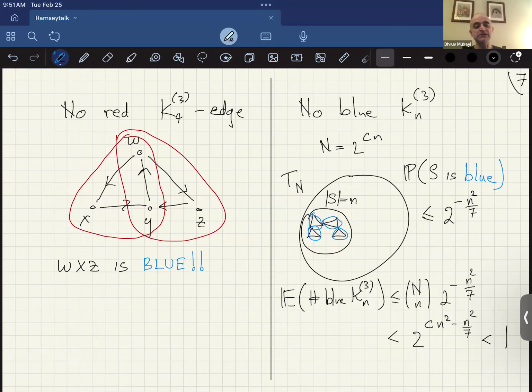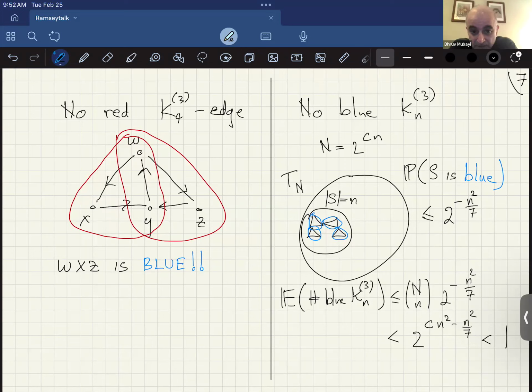So locally, you've managed to forbid small local structures. On the other hand, you don't have a big blue clique. Here's the proof of that. Suppose you have a blue clique of size little n. Remember, capital N is exponential in little n. You just calculate the probability that it's blue, that all the triples inside are blue. Now there's dependence amongst those triples, but there are many ways to handle that.